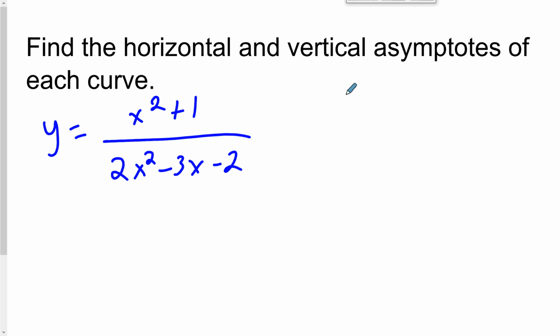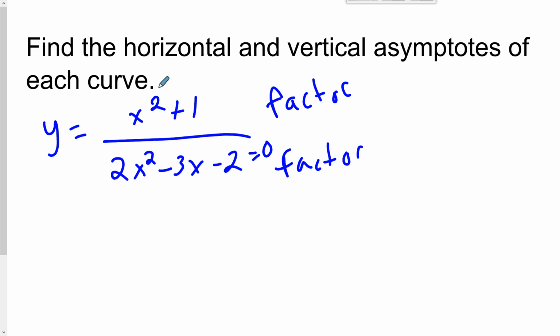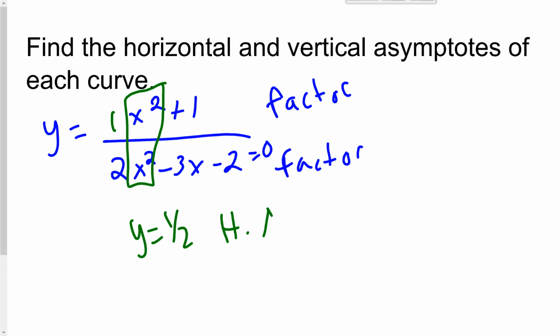Okay, then you get a problem like this. This is where you just factor the top. If you need to, just define x-intercepts, I guess. But I'm going to have to factor the bottom, because I want to set this equal to 0. So I just need to factor the bottom. But you can see what your horizontal asymptote is right at the beginning. These are the same. So it's going to be 1 over 2. So y equals 1 over 2 is the horizontal asymptote.